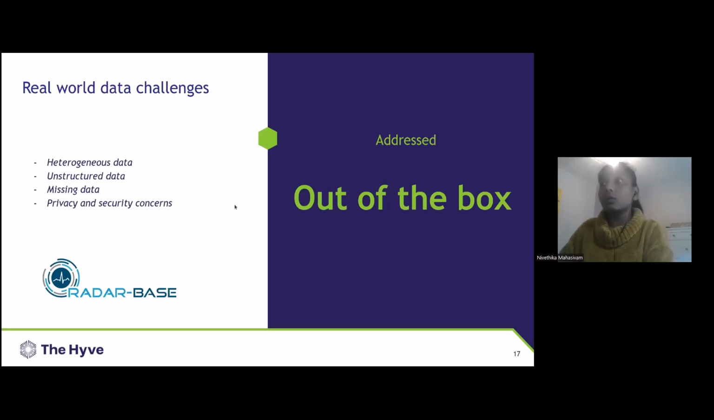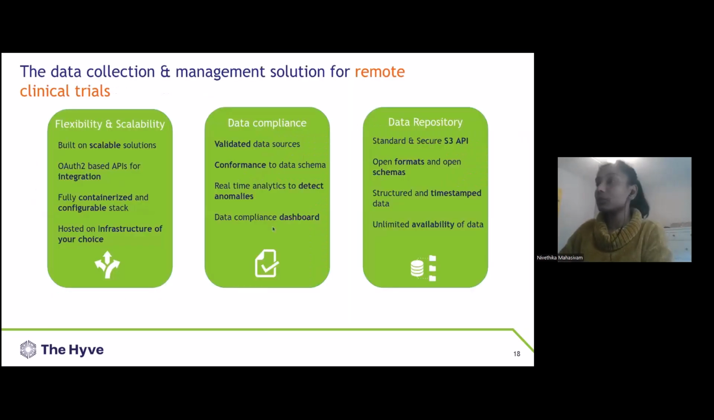And most importantly, privacy and security concerns, because we are dealing with health data. It's really sensitive data, and the privacy of the participants and the security of the data that's being transferred and stored is really important when it comes to such platforms. So these are the key aspects of the platform.